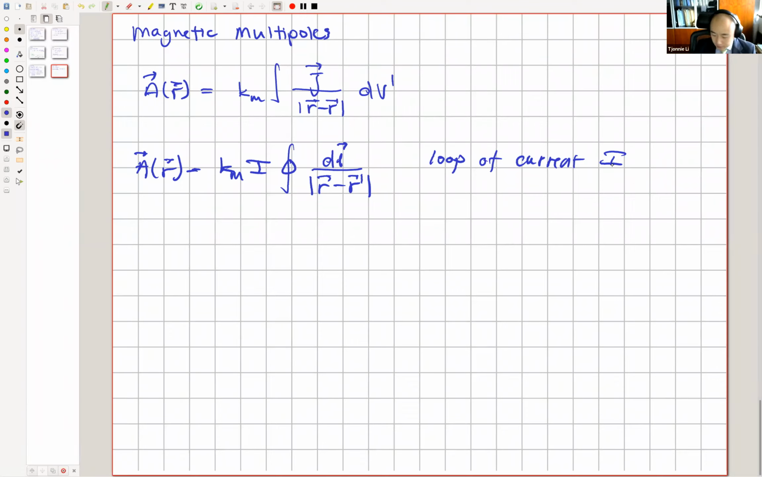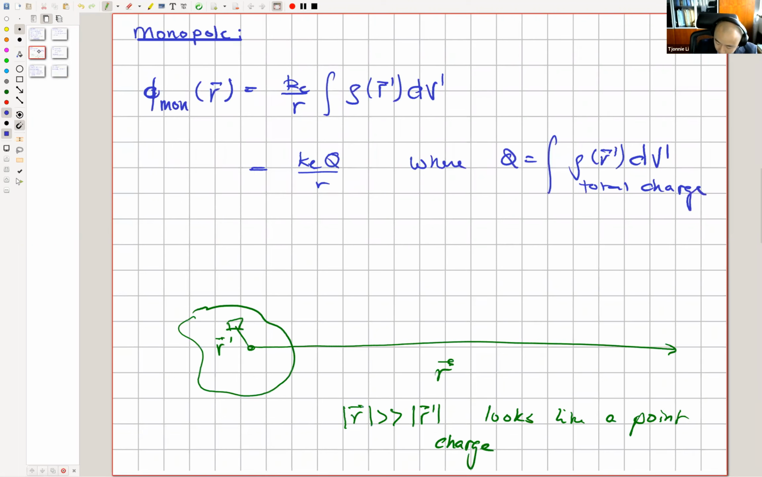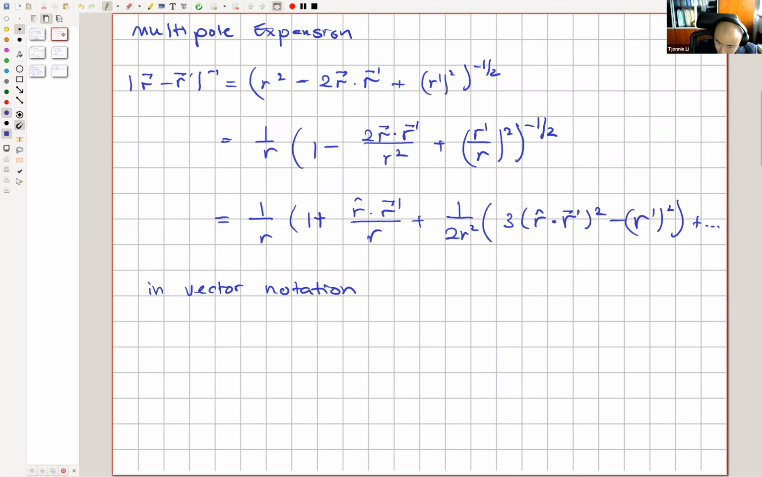Anyone? I mean, we can take a look at this slide. No, this slide over here. What's the first order in R minus R prime? Oh, sorry, 1 over R minus R prime. 1 over R, very good.